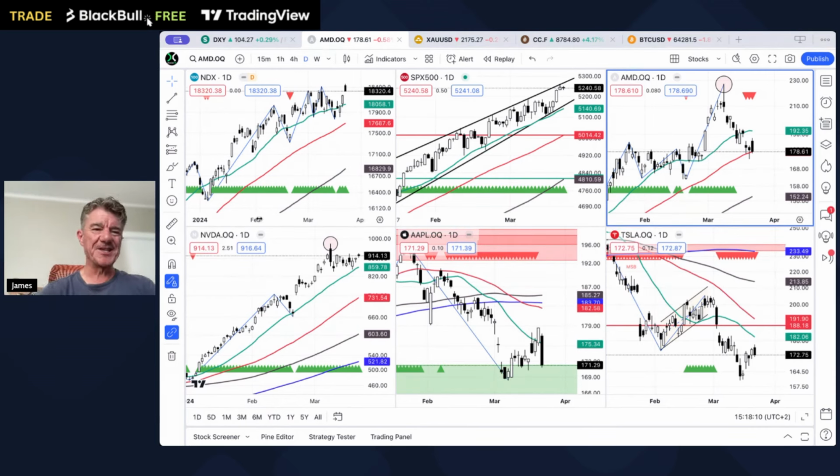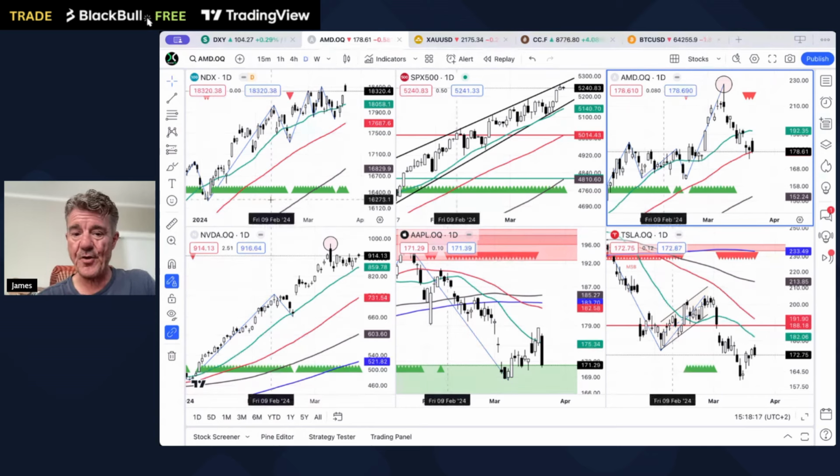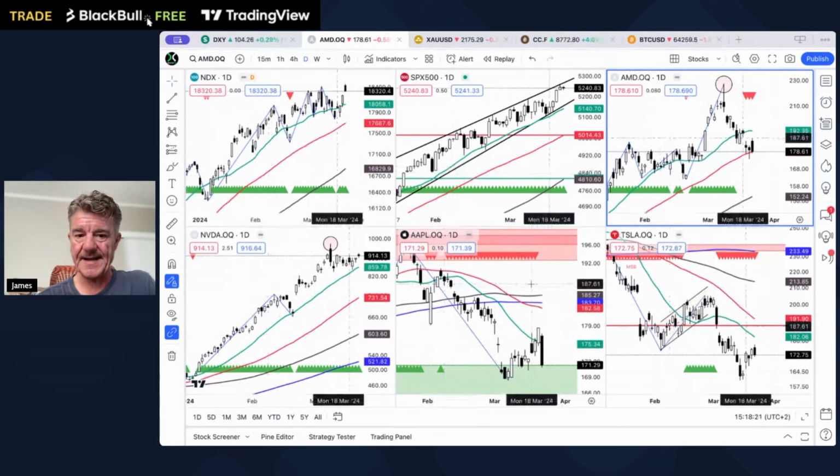Okay, I'm getting tongue-tied now. This is the problem with live stream. If we close above it twice, we get a green arrow. If we close below it twice, we get a red arrow. And right now, we have green arrows across the board, except for AMD and Tesla and Apple.